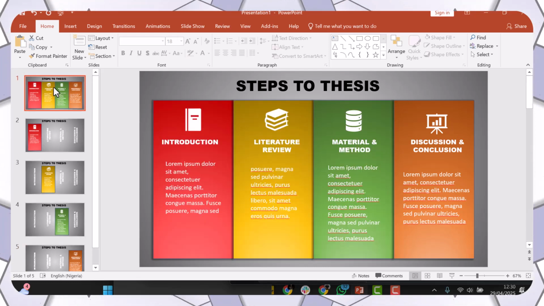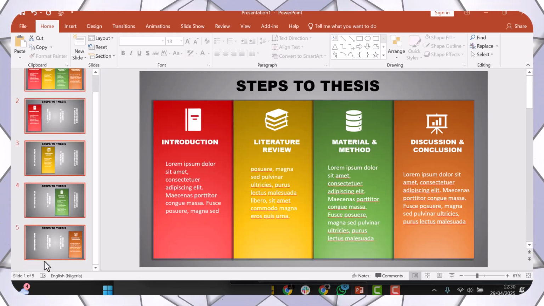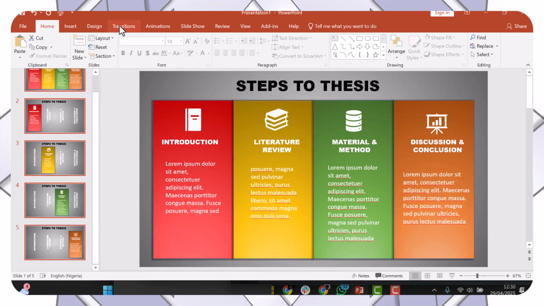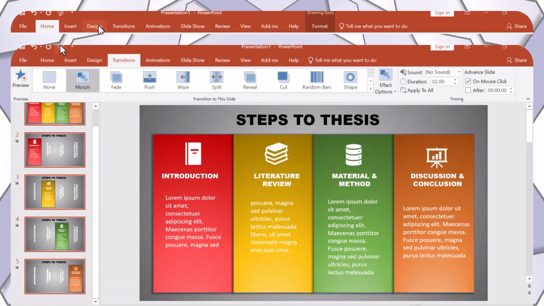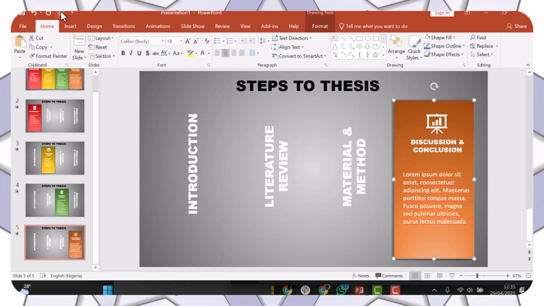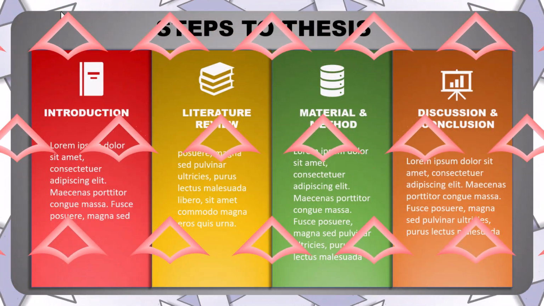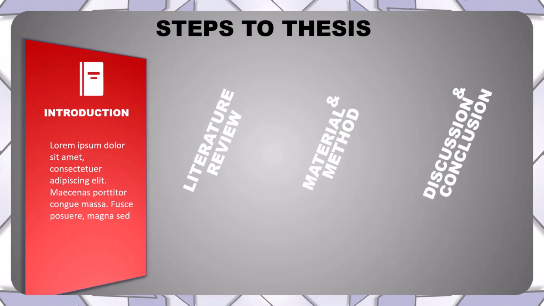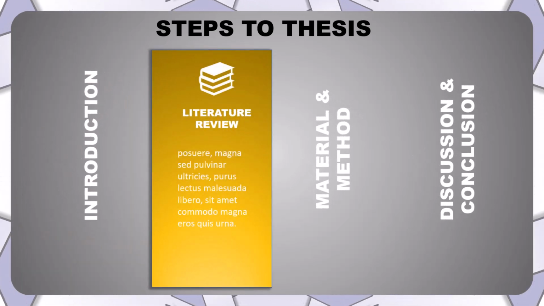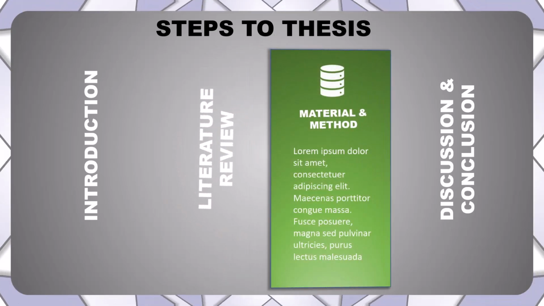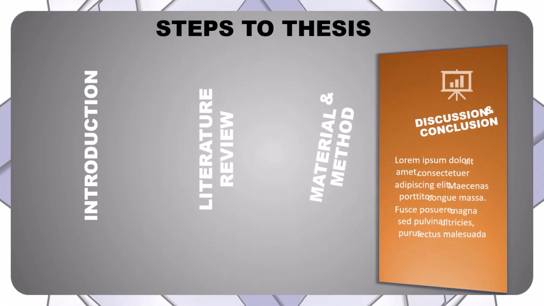Then we select all and give it transition, which is morph transition. Then go to this and click. Let us see, isn't this beautiful? This is nice, this is wonderful, this is beautiful.